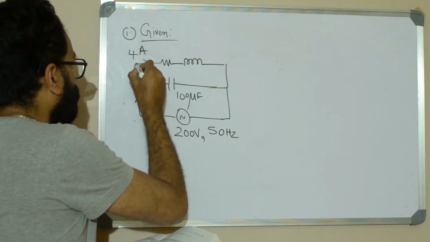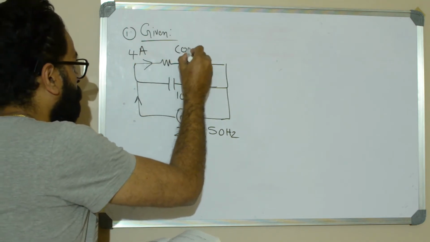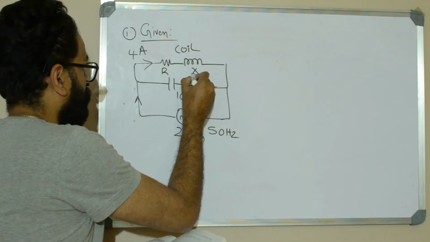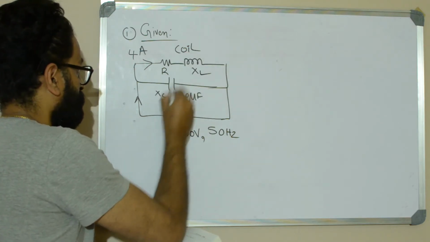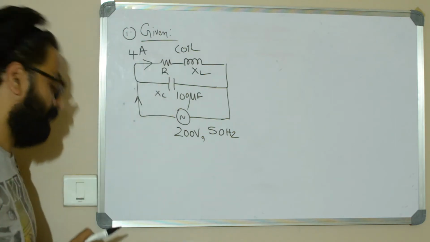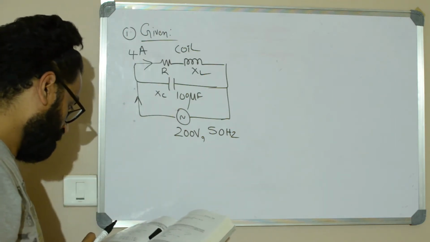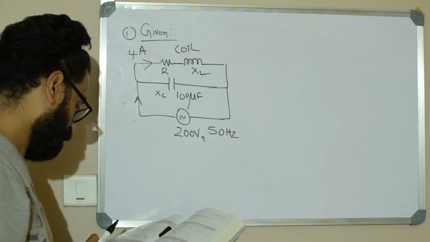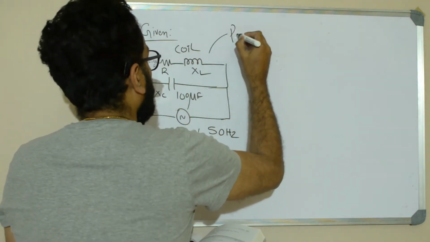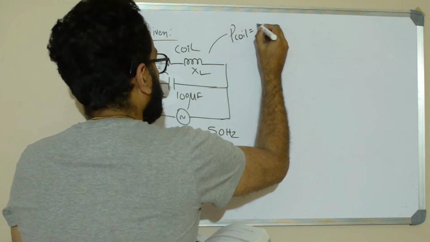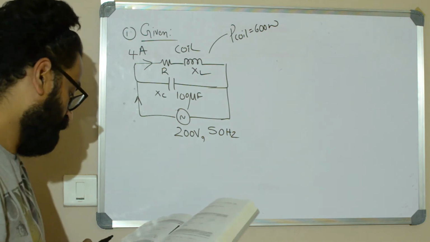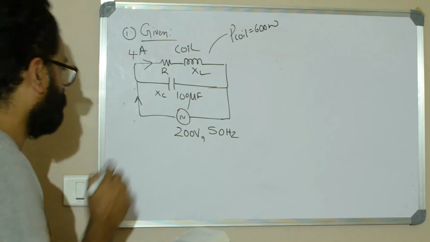So this is the coil, say this is R and this is XL of the coil, and this is the capacitive reactance XC. The current flowing through the coil is 4 amperes, and the power absorbed by the coil, P coil, is 600 watts. Alright, so you need to determine the resistance of the coil.